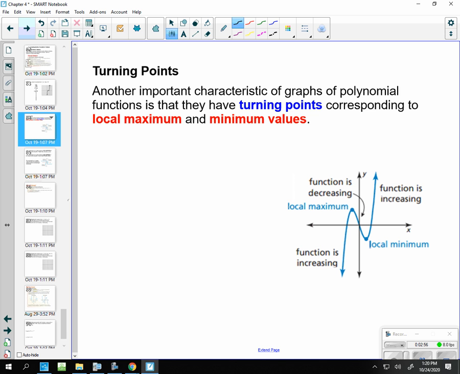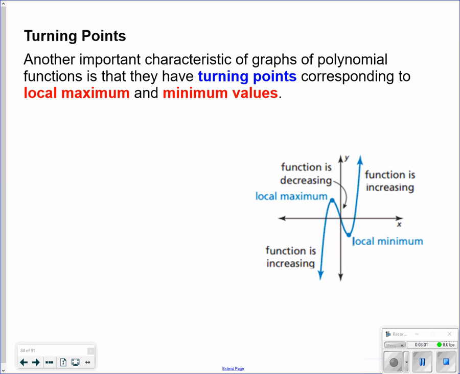The next one is a little bit nicer, and we're going to talk a lot about this one because we're really going to need the graphing calculator on this. Another important characteristic of graphs of polynomial functions is that they turn, corresponding to the local maximum and minimum. When you have a graph going one direction and then it turns and goes another direction, those are referred to as local maximums and minimums. It's kind of like having a vertex, but a local vertex, a vertex in that area, and a local minimum meaning a bottom in that area.